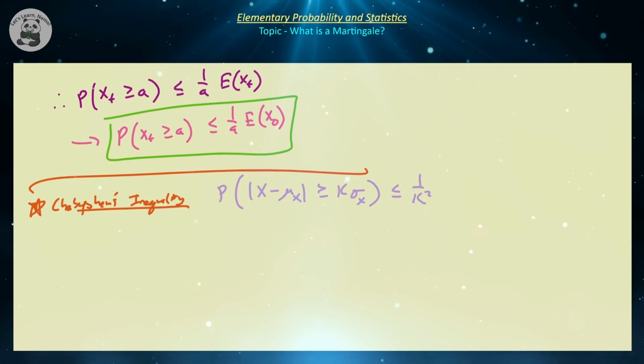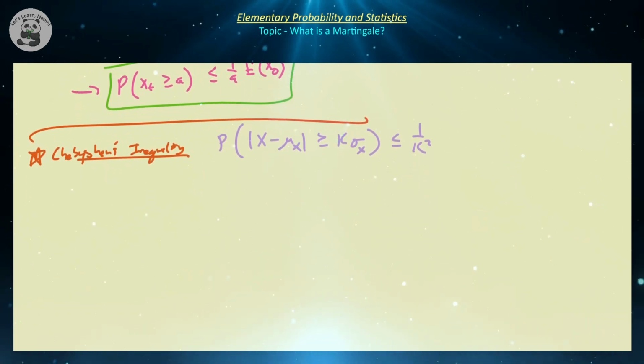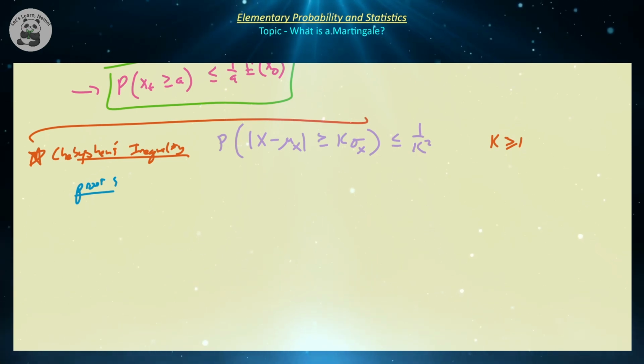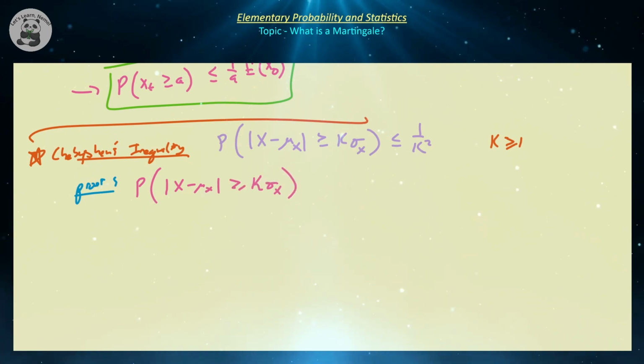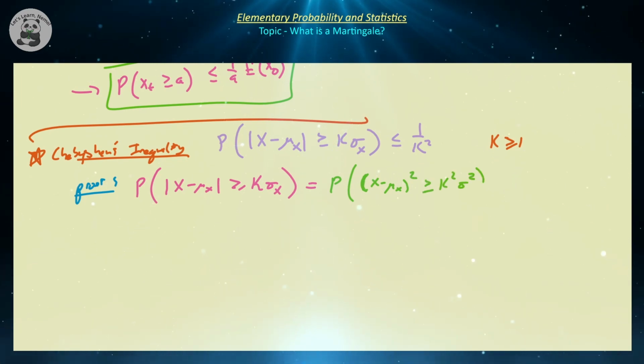So how actually to prove this very interesting result? And obviously this is only true or useful if k is greater than or equal to 1. So we can actually prove this very easily with the Markov inequality. So what would that be? So we know that the probability that |x - mu_x| is greater than or equal to k sigma_x, if we square both sides of those relations, is just going to be equal to the probability that the quantity (x - mu_x) squared will be greater than or equal to k squared sigma squared.